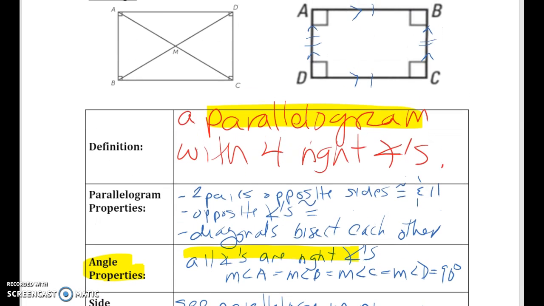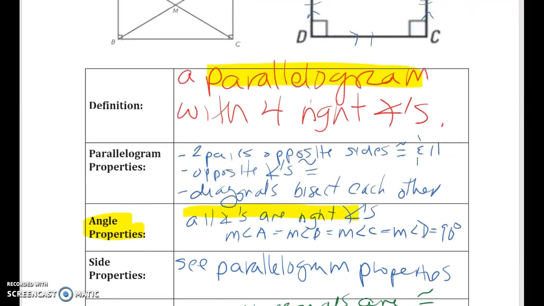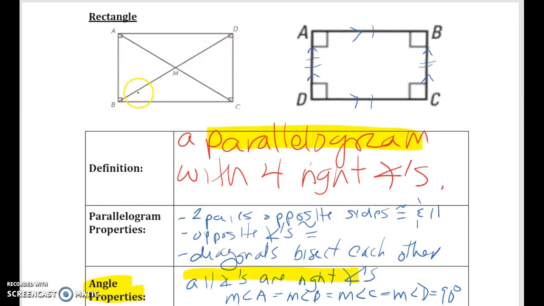So AC is congruent to BD. AC congruent to BD. Which means that all the bisected pieces will be the same, right? If AC is the same as BD, and a property of a parallelogram is that the diagonals bisect, then we know that AM is congruent to MC, is congruent to BM, is congruent to MD, because AC is the same as BD. So if AC equaled 20, BD would equal 20, AM would equal MC, would equal BM, would equal MD, which would all be 10.